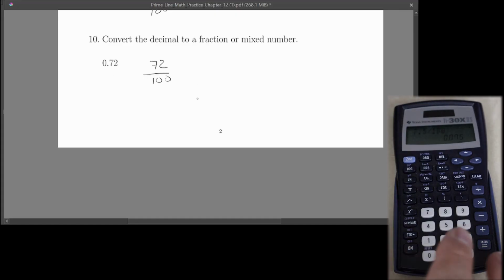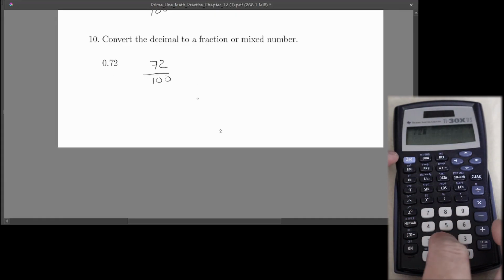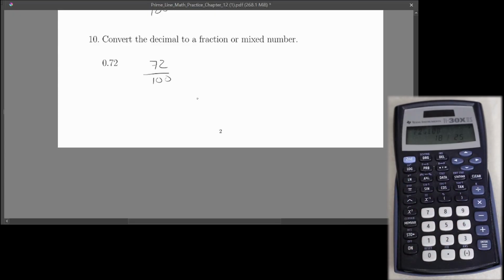Okay, number 10, we want to convert the percent to a fraction. So we've got 72 over our hundredths place, and we can reduce that, 72 over 100, and we get 18 over 25.